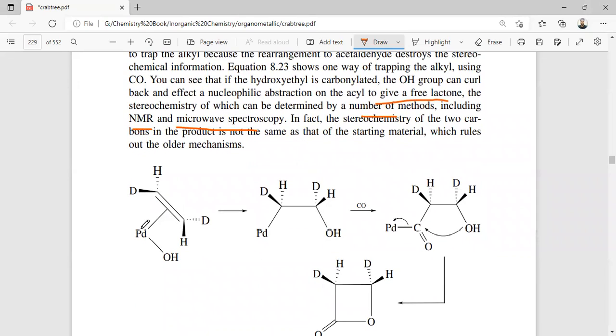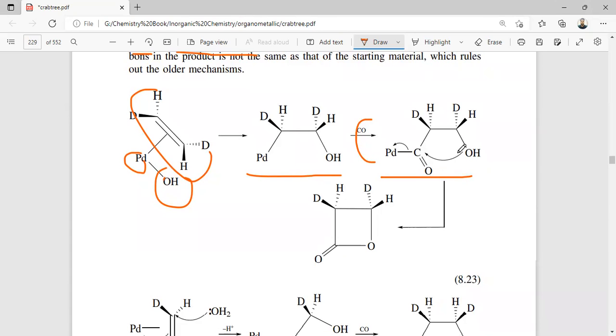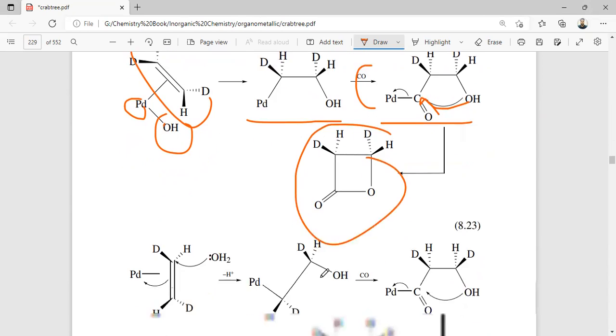So here, this palladium-bound alkene moiety and the OH. Here, this is the insertion of the OH into this alkene moiety to form this intermediate. So upon CO insertion to form this one, then this attacks the carbonyl carbon to form this one.